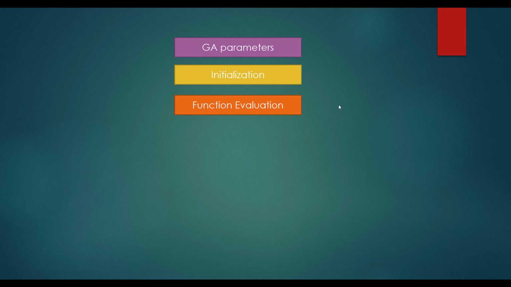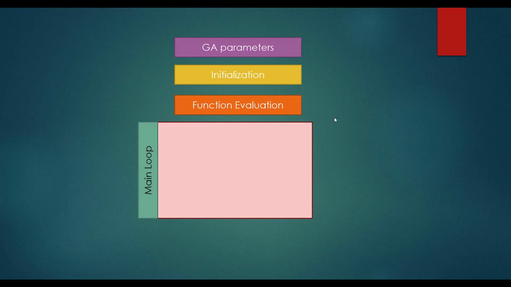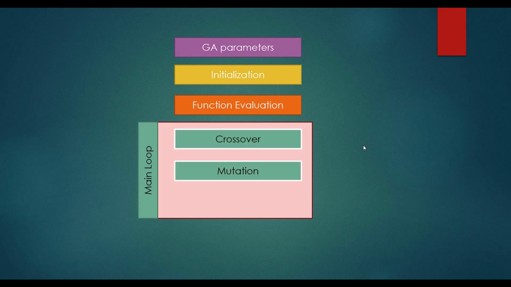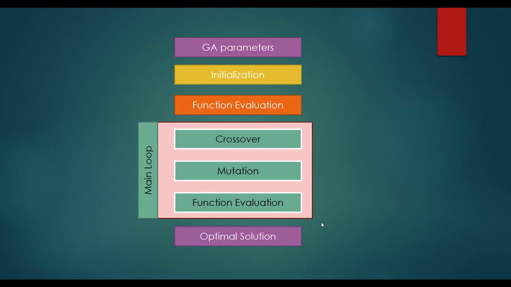We evaluate all of them, and then our main loop starts for the GA. We have a crossover, and then we have a mutation, and at the end of the main loop we have to evaluate these new chromosomes. So our fitness function would be implemented in this area, and after our main loop is done, we have to determine the optimal solution. This optimal solution would be the best solution obtained so far, and this is the main framework of GA. For our main loop we use the maximum number of iterations.